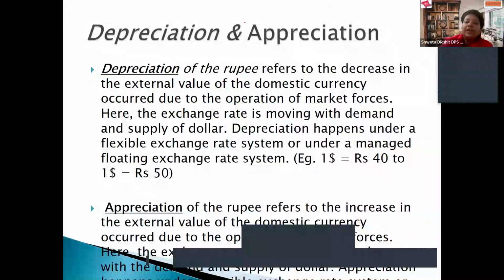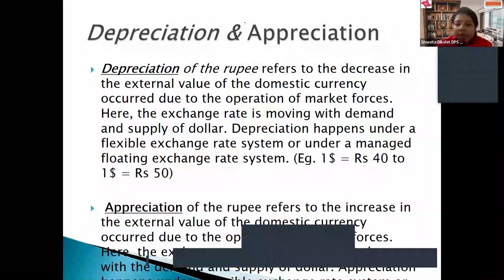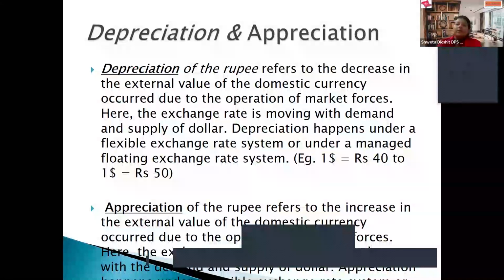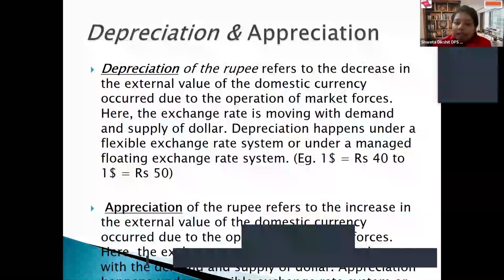Now comes a very, very important concept, which is a 1 marker as well as a 3 marker, can be a part of the long answers also. Depreciation and appreciation. As we just talked about the determination of exchange rate with the help of demand and supply. So when a currency is being determined against another currency and a currency is having a higher value, that currency is said to be appreciated, whereas the currency which is having a lower value is known to be depreciated. I give you one example.